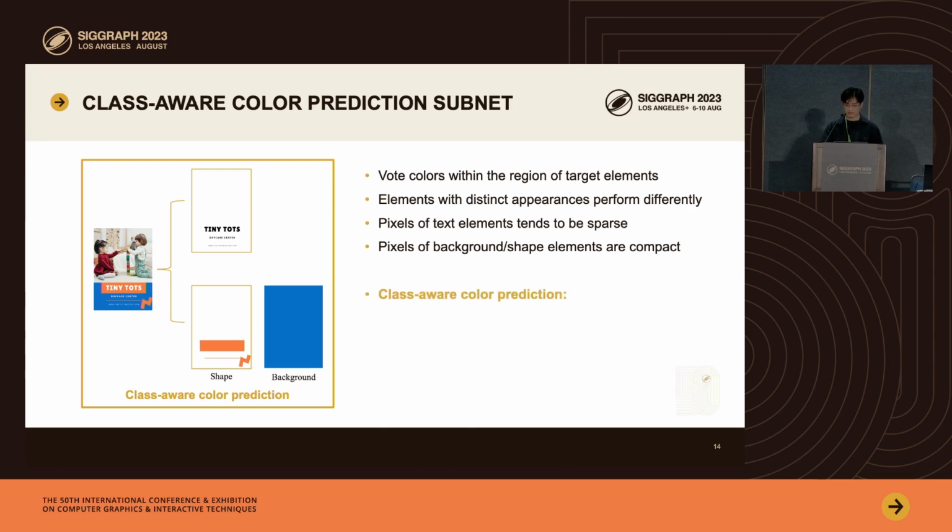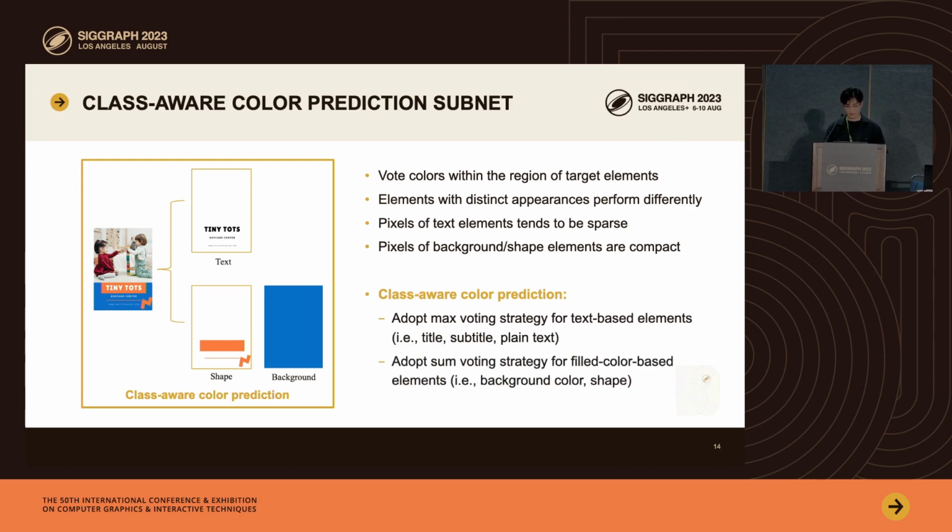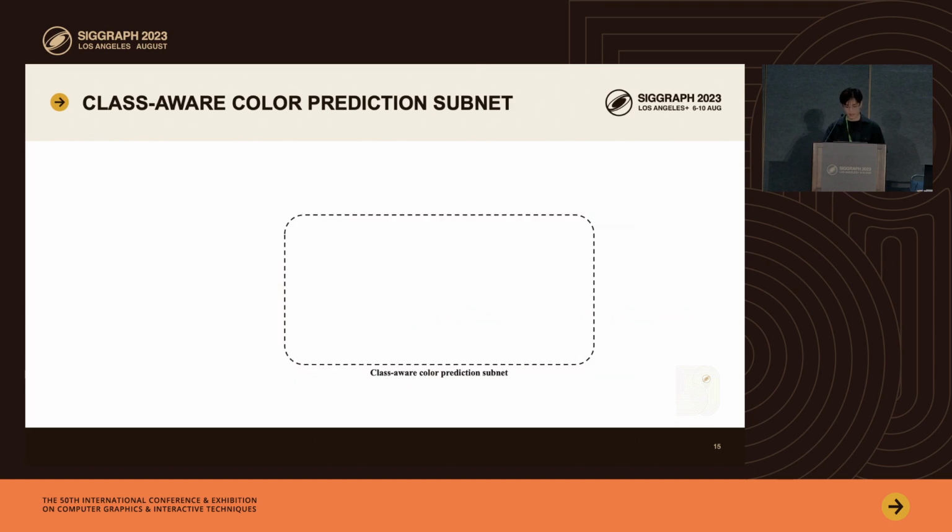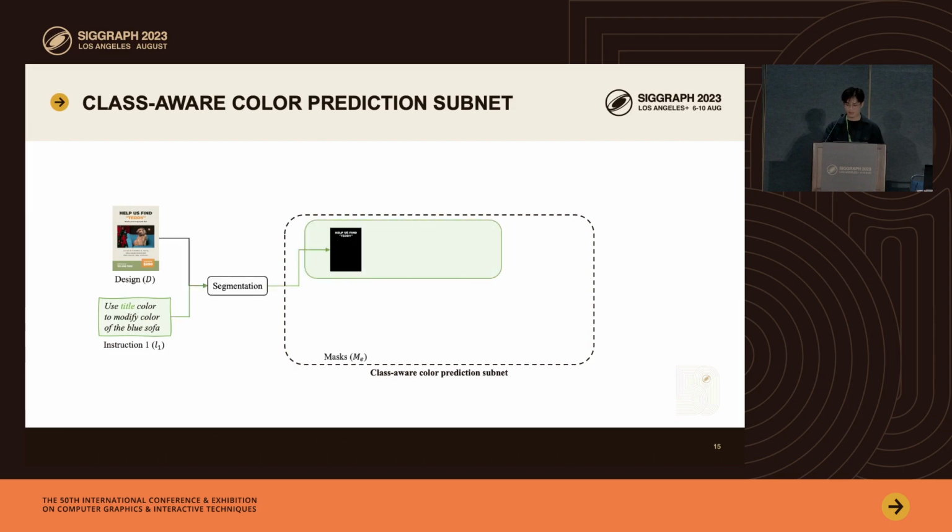As such, we take different actions based on the class type. We adopt max voting strategies for text-based elements and sum voting for field color-based elements. More especially, we first predict the mask of the target elements. Then we choose different voting strategies based on the element type, which is predicted by the granularity recognition subnet.